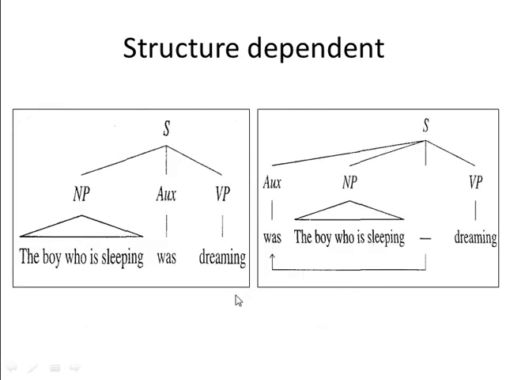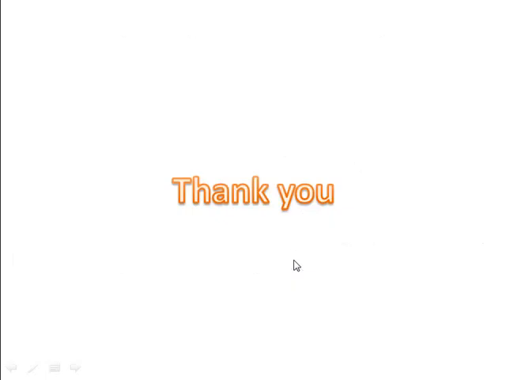This is what we have to pay attention to. And also, like this one, if we have "The boy who is sleeping was dreaming," and we change this structure into a question, we move "was." But "the boy who is sleeping" stays. So we cannot move, for example, "is." So not "Is the boy who is sleeping was dreaming?" No. But "Was the boy who is sleeping dreaming?" Okay, so this is the dependence.